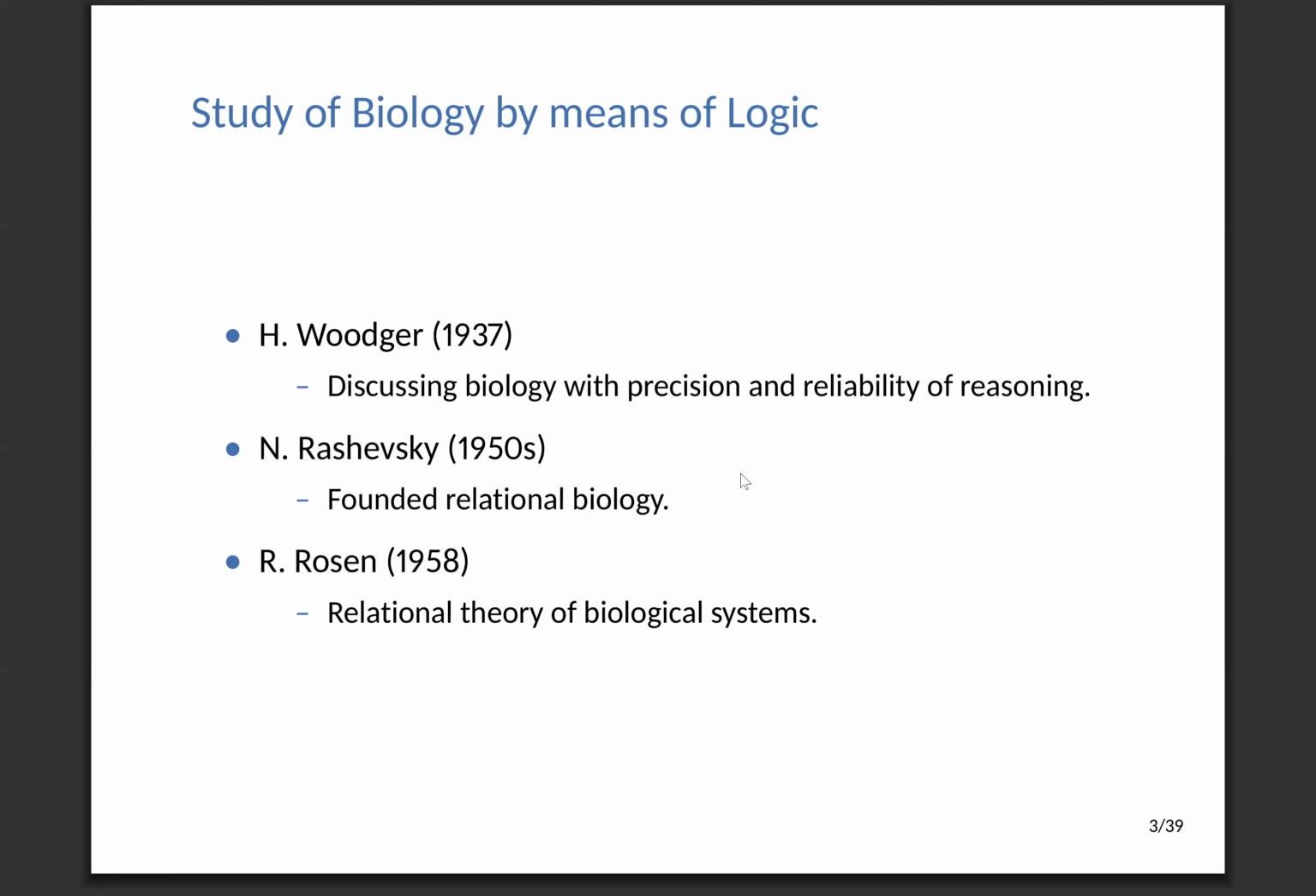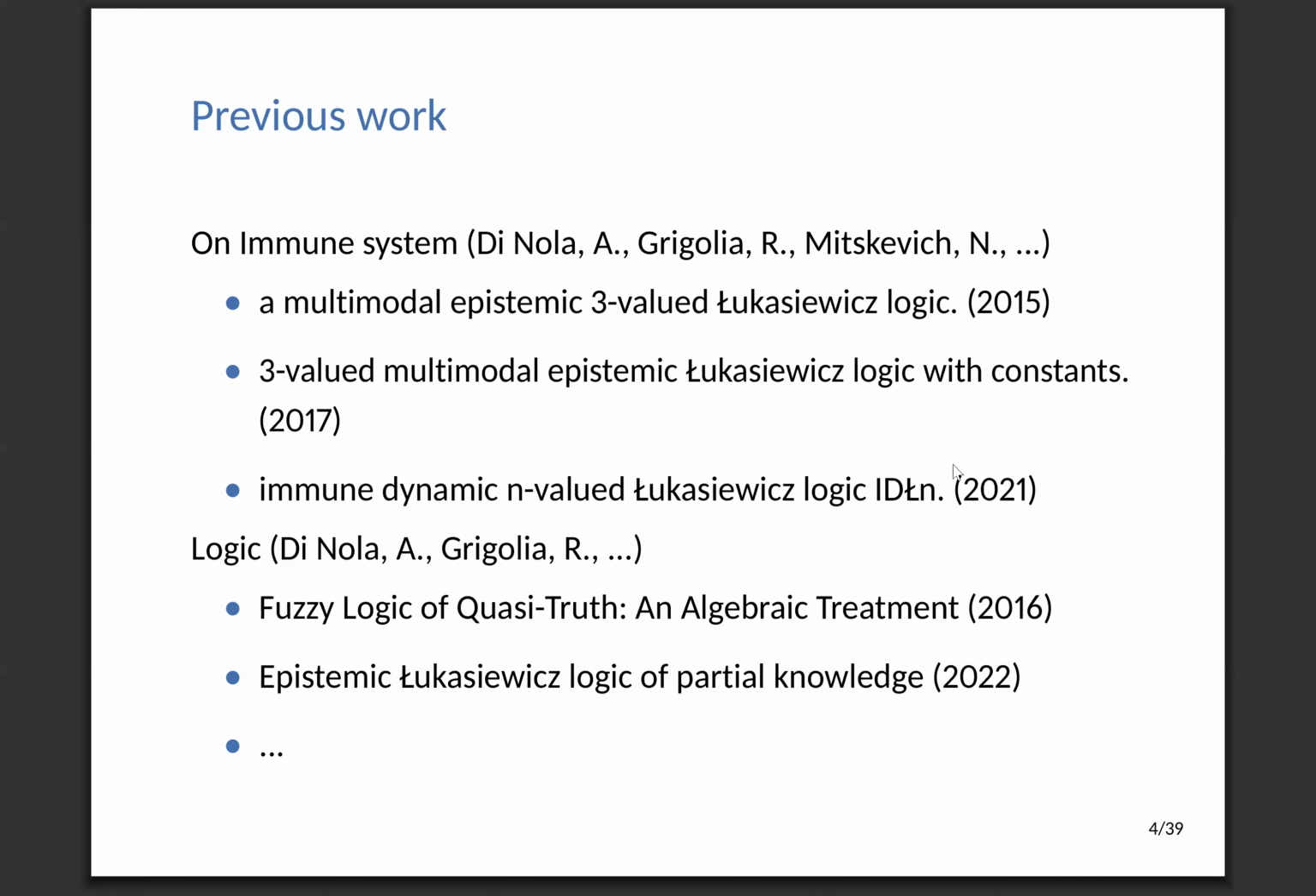So the first steps in this direction. Woodger in the 1930s was the first one who started discussing biology with precision and reliability of reasoning. And then later in the 50s, Rashevsky and later Rosen founded relational biology and the relational theory of biological systems. Some previous work that is relevant to this talk, I divided in two parts.